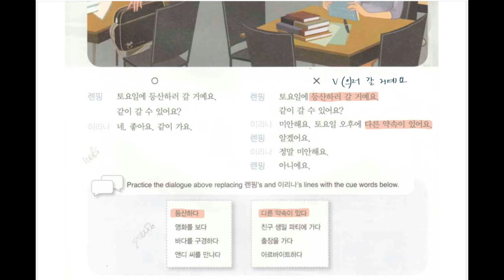자, how about refusal? 자, 어떻게, how would you make an excuse? 자, 친구 생일 파티에 가다. You simply put it and change the sentence ending. 미안해요. 토요일 오후에 친구 생일 파티에 가요. That's it. Okay? 자, 제가 렌핑 할게요. We're going to change this one. Change to this one. Okay?